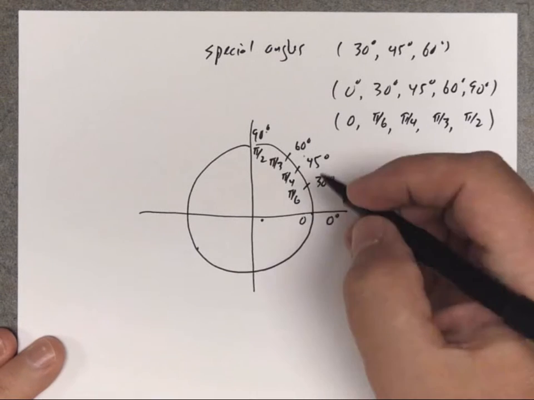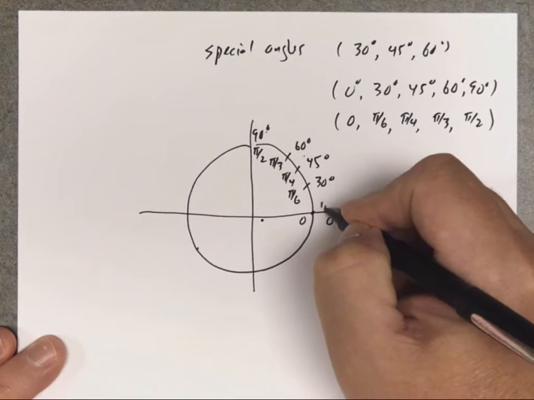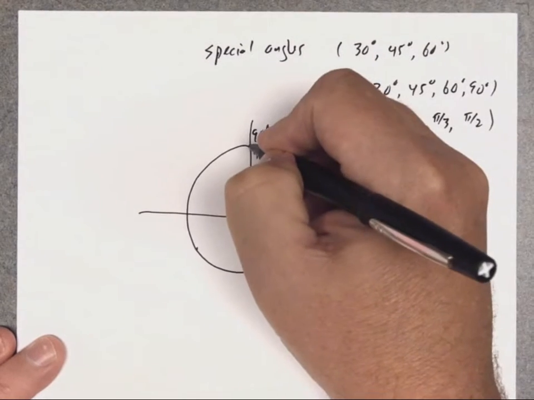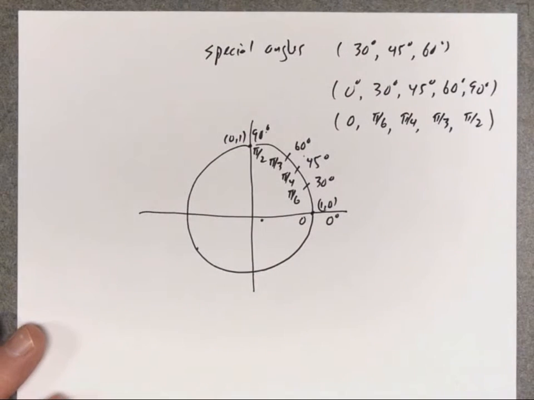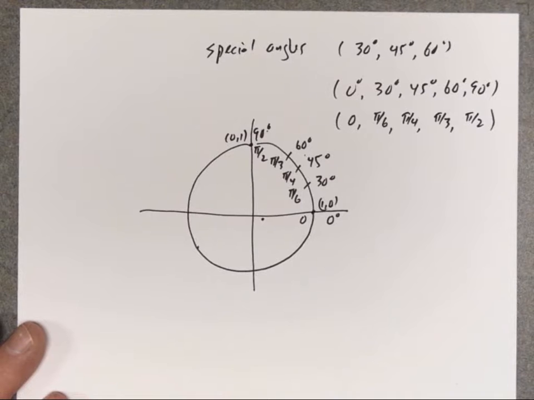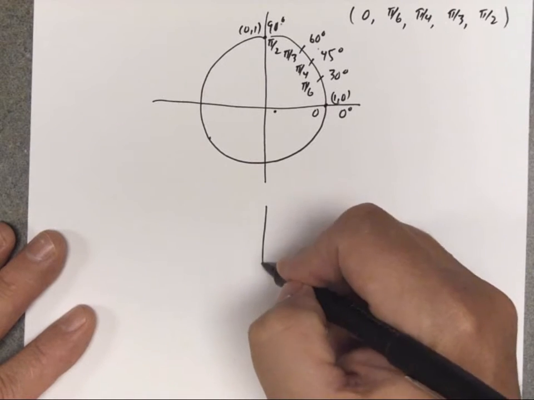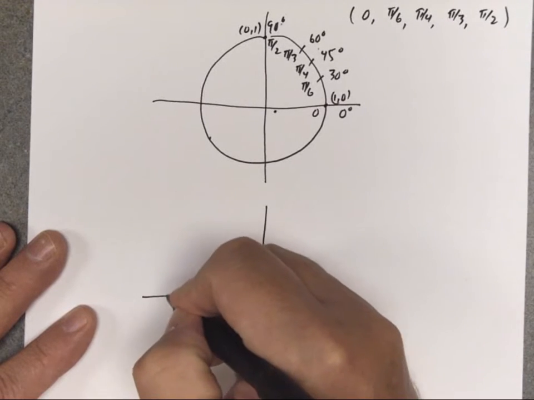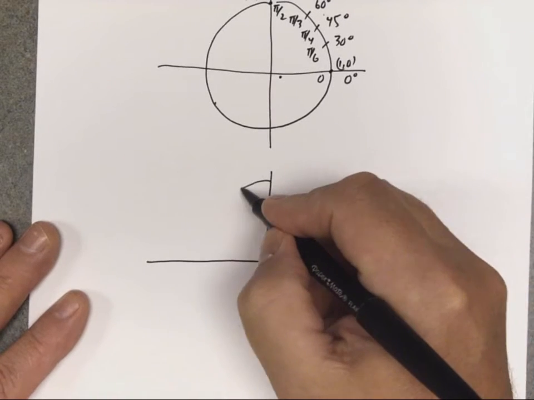So this is a unit circle. I'm going to call this point (1, 0). And this point here is (0, 1). Do you remember? Well, here's what I'm going to do. Just to give myself some more room, I'm going to draw another unit circle.